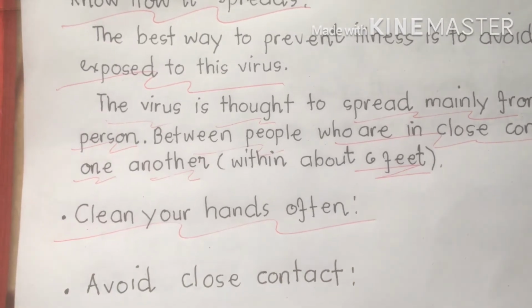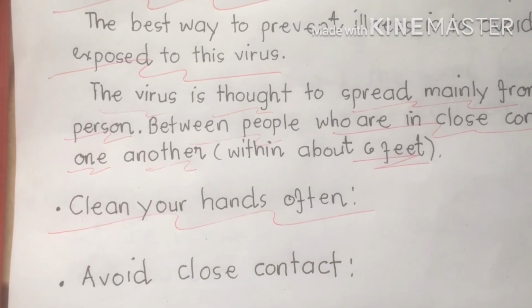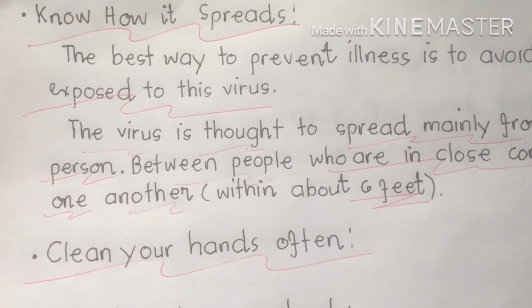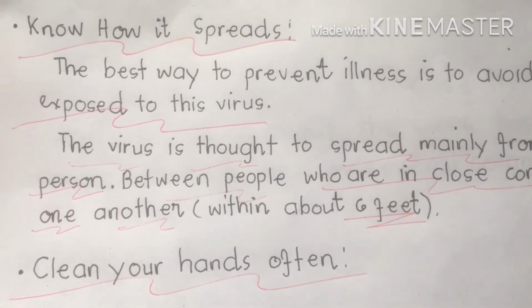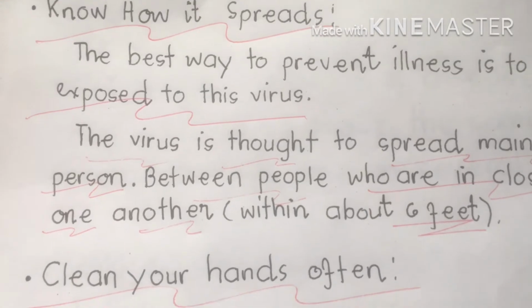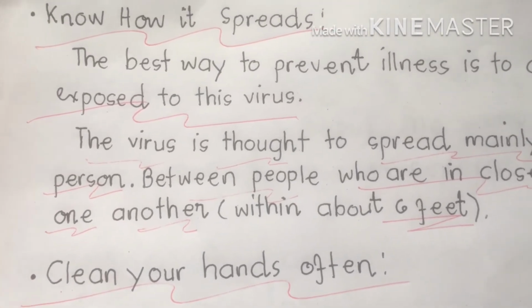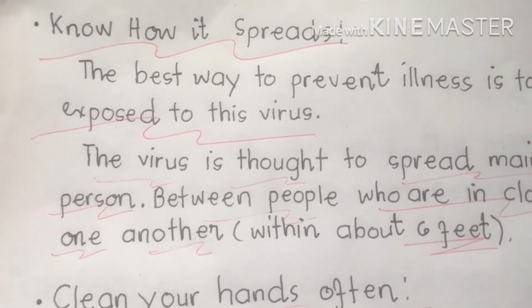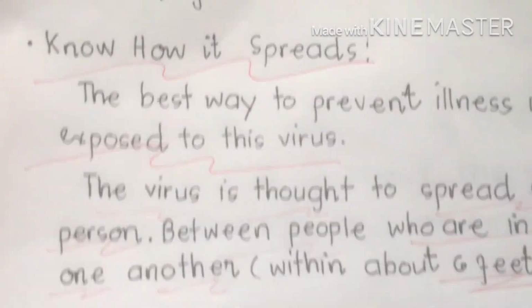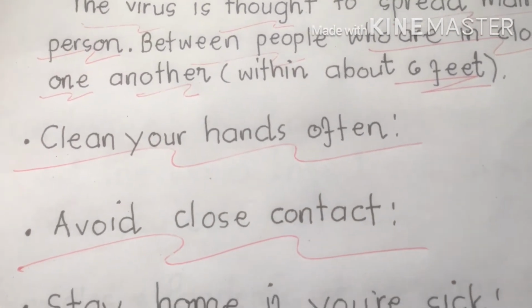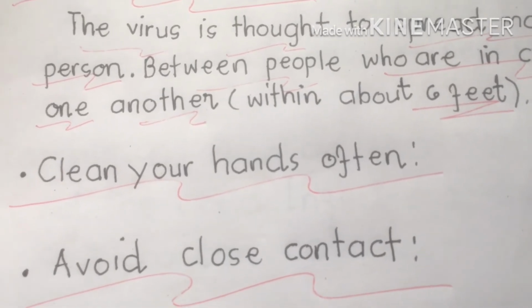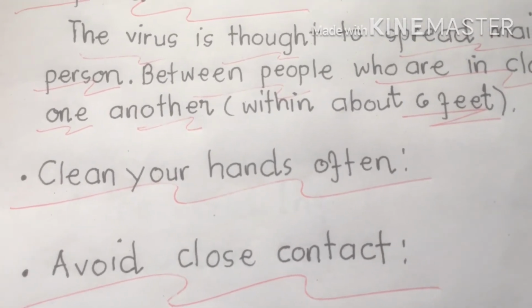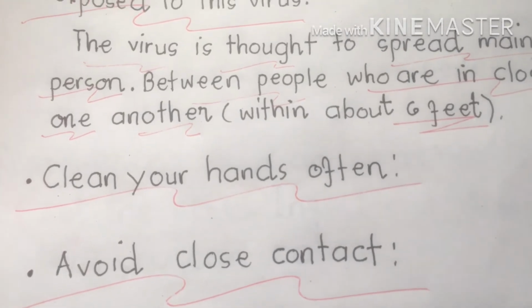Next, we need to clean our hands often using different types of soaps. We need to clean them thoroughly, for 20 seconds, I think, yeah, to clear the germs and bacteria. Next is avoid close contact, person to person. So we need to stay away from each other. Do not get close to each other.